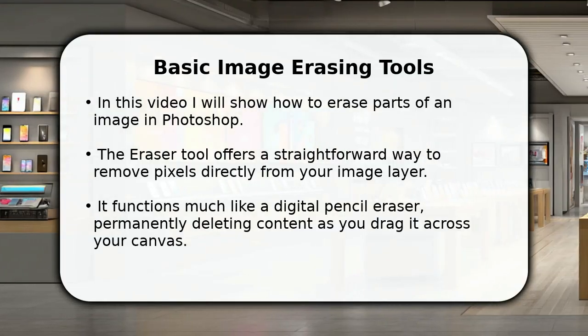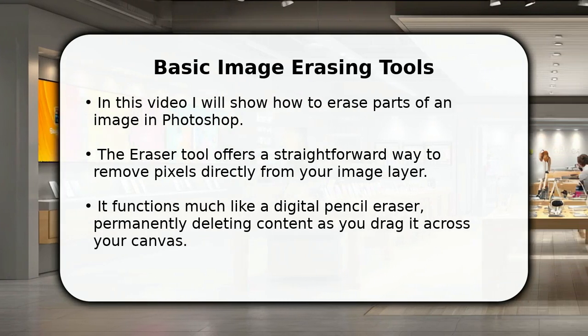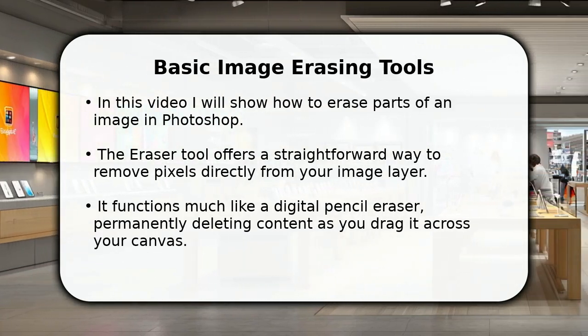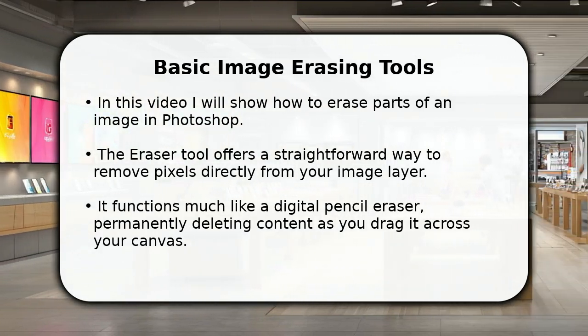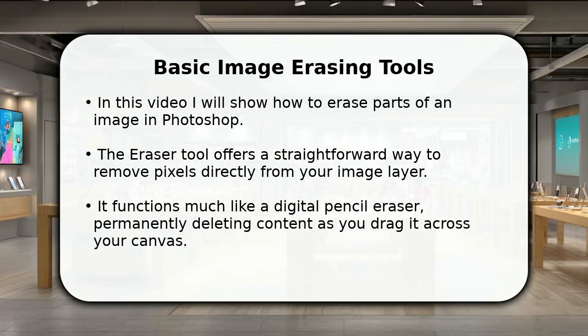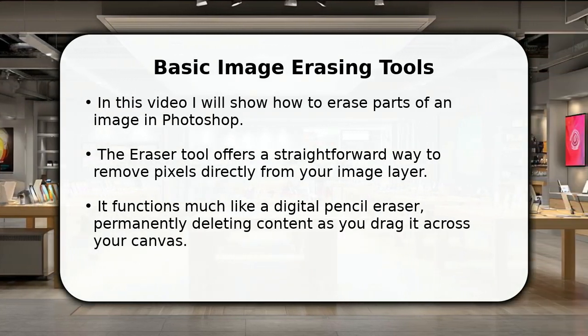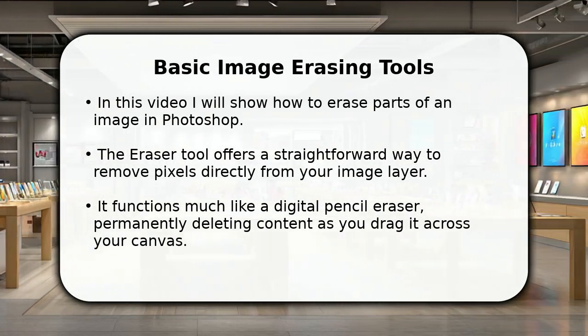In this video, I will show how to erase parts of an image in Photoshop. To begin, select the eraser tool from your toolbar, which looks like a pink rubber eraser. You can adjust its size and hardness using the options bar at the top, just as you would with a brush. Simply click and drag over the areas you wish to remove.